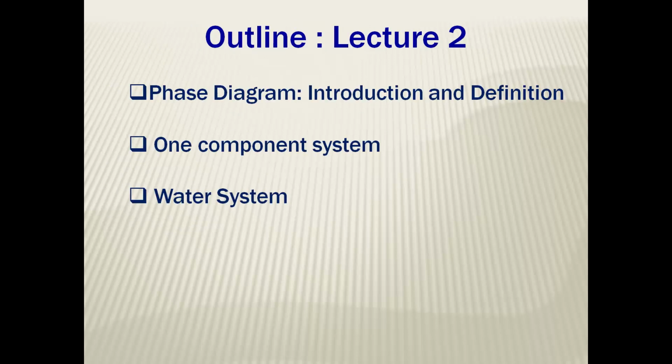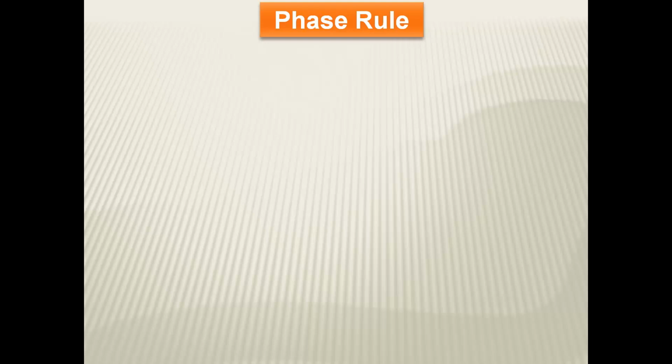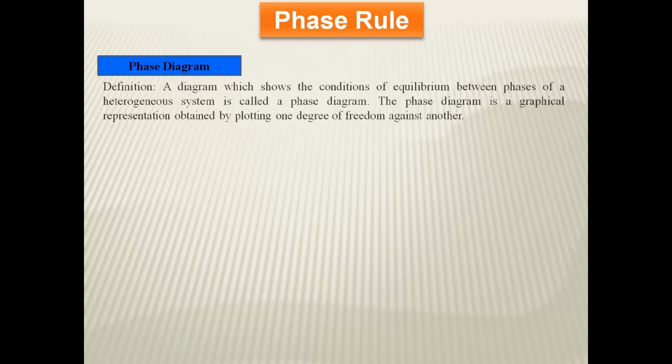Now, the sequential order of the lecture will be phase diagram, its introduction and definition. In the previous video, we had already discussed what is phase, what are components, what is degrees of freedom, and how do we evaluate them. Next, we will be discussing one component system, and in the category of one component system, we will be discussing water system in detail.